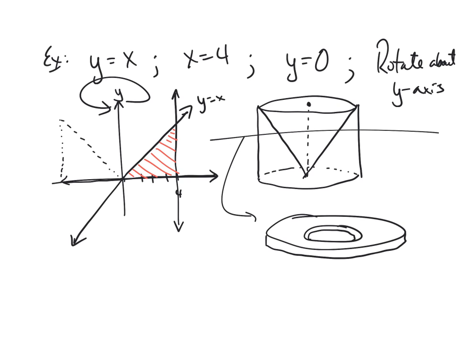Right? It's going to be a washer because this whole middle section of the solid is empty. And therefore, what we're going to need to consider is the distance from the axis of rotation to the outside of every one of the washers. We call that capital R. And the distance from the axis of rotation to the inside of every one of those washers, that's little r.